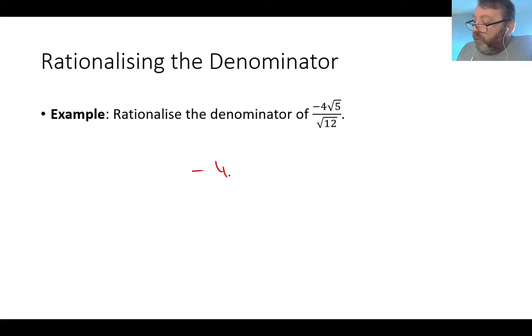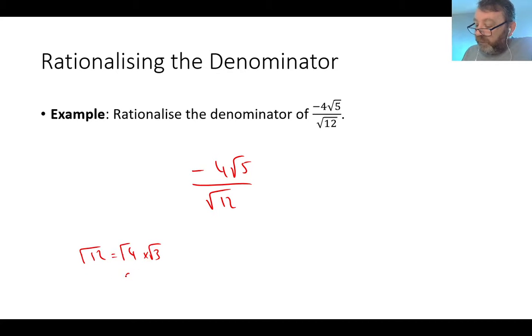So, minus 4 root 5 over root 12. What's the problem here? The problem is that I cannot divide by root 12. Because root 12, if you want to put it another way, is also the same as 2 root 3. Don't forget, 12 contains 4, which is a square number, times 3. So root 12 would be root 4 times root 3, which would be 2 root 3. So if you wish, you may put it in this simplified form. You don't have to when you're rationalizing the denominator. It's not necessary, but if you want to, you can. I'm just showing you where I'm getting 2 root 3 from.